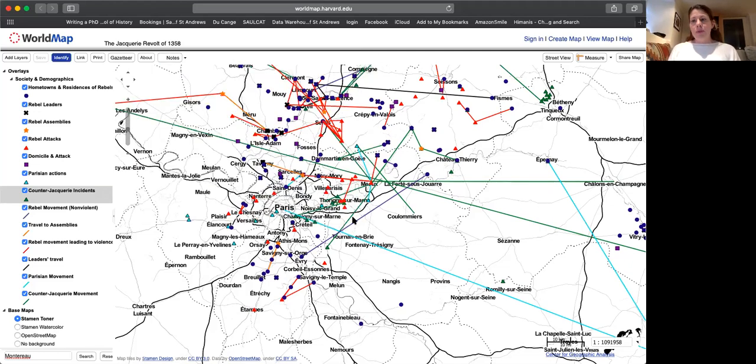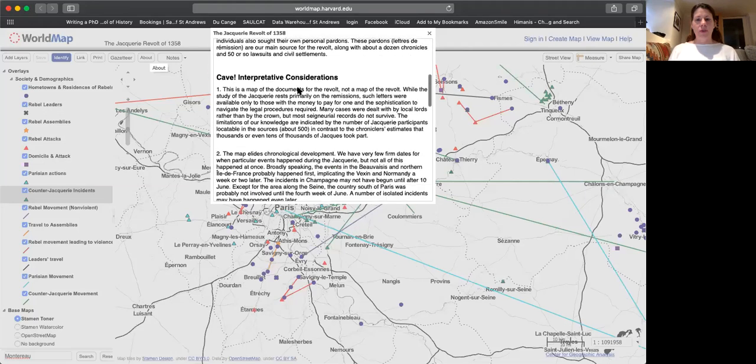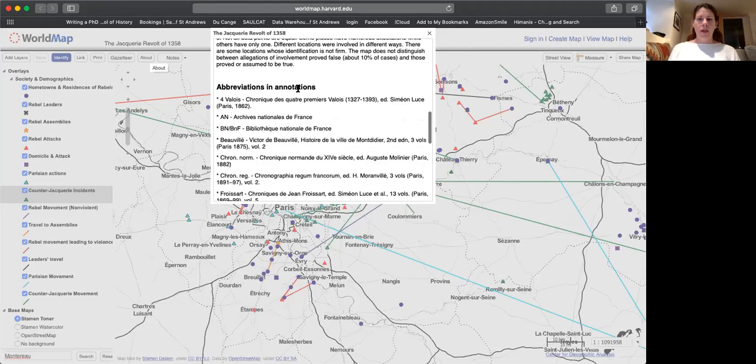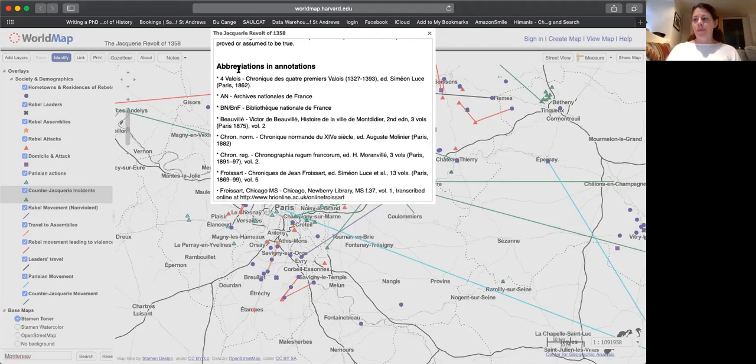There's a key to the abbreviations used in the annotations in the introduction to the map, which will come up when you click the About button. And then if you scroll down, you see the key to the abbreviations there.